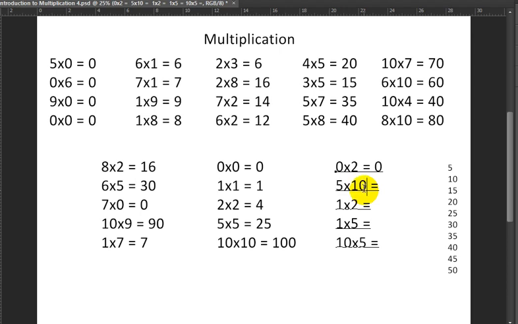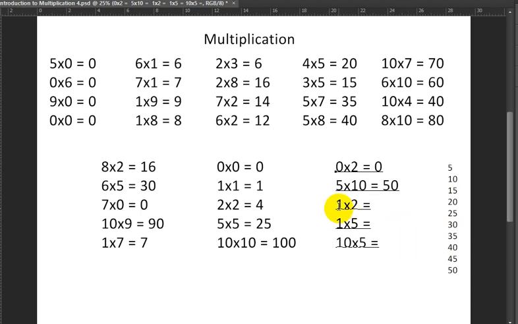Next up, we have 5 times 10. So I'm going to use the trick for 10 and just rewrite 5 and put a 0 after it, so 50. But even if you counted to the 10th number in the song of 5, you'd get 50. So that's the same result.